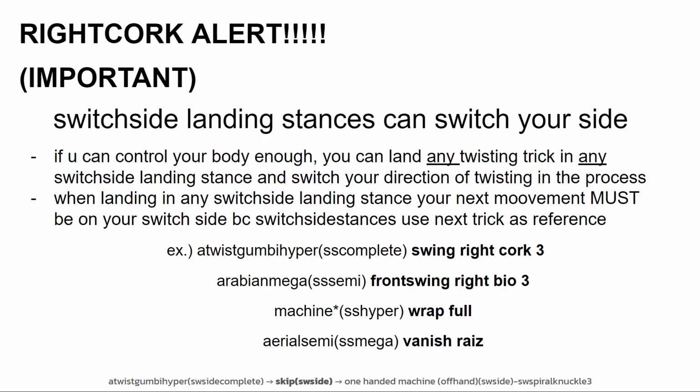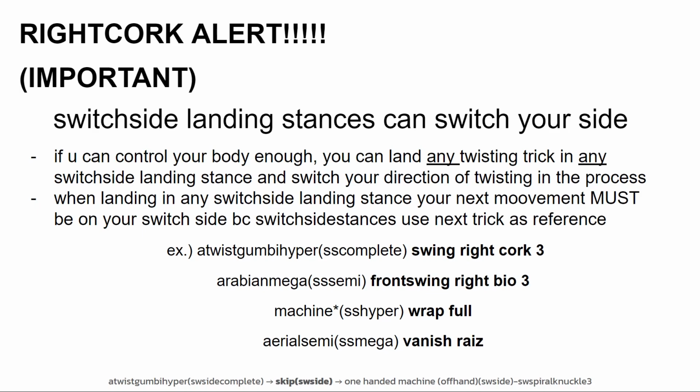Here are some examples that I came up with of all 4 of the main switch side stances and some cool ways to use them. First we have Atwistgumbi hyper, switch side complete, swing, right cork 3. Then Arabian mega, switch side semi, front swing right bio 3. Machine, switch side hyper, wrap full.